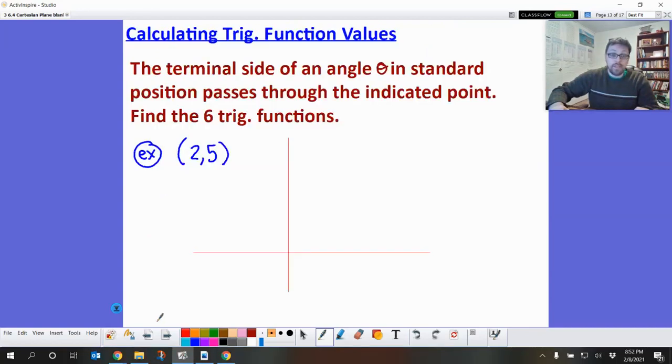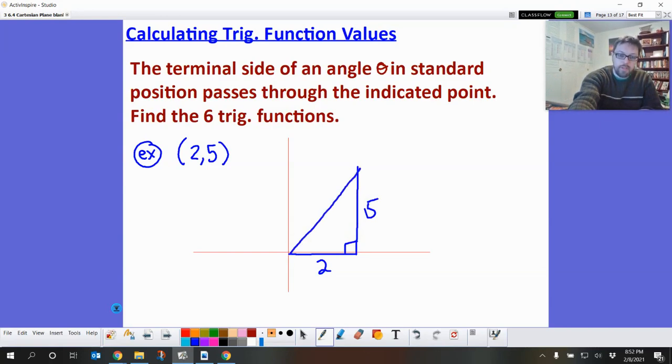So I've got this calculating trig values. I've got the point (2, 5). If I graph that coordinate point, I would go over 2, and then I would go straight up 5, making a right angle. I could connect that point. Look, I'm starting on the positive part of the x-axis, and I'm going in a counterclockwise direction. I got a nice angle right there.